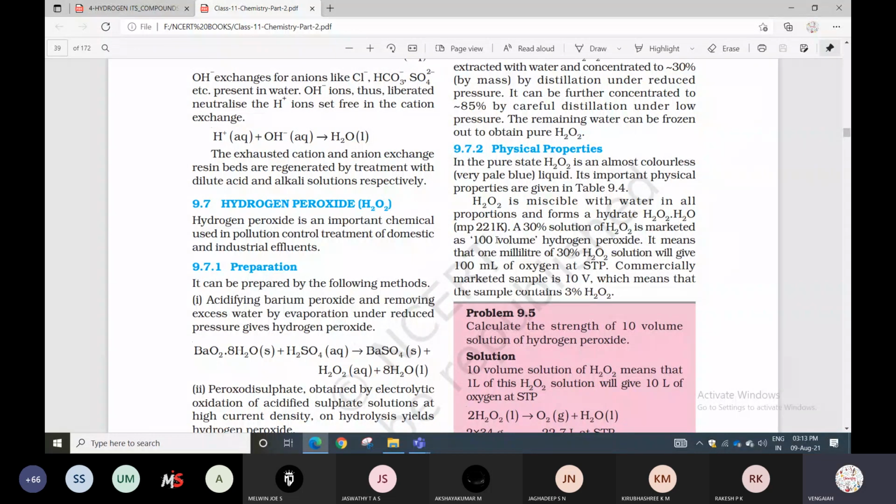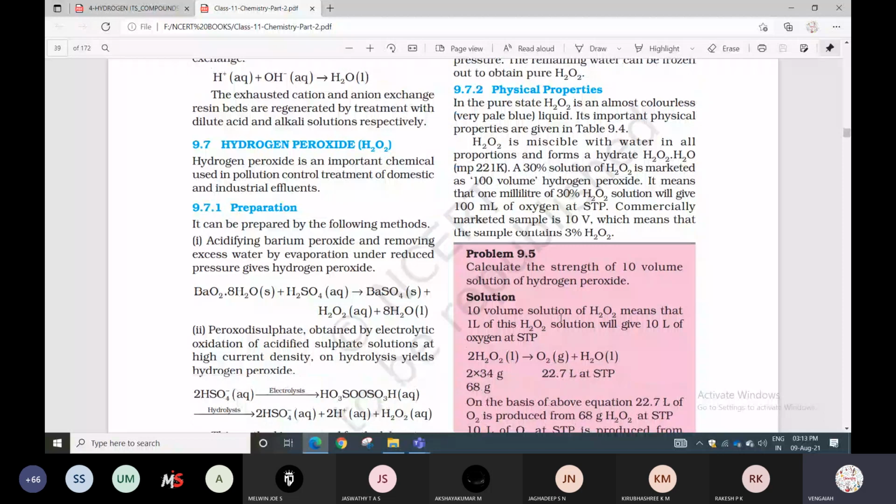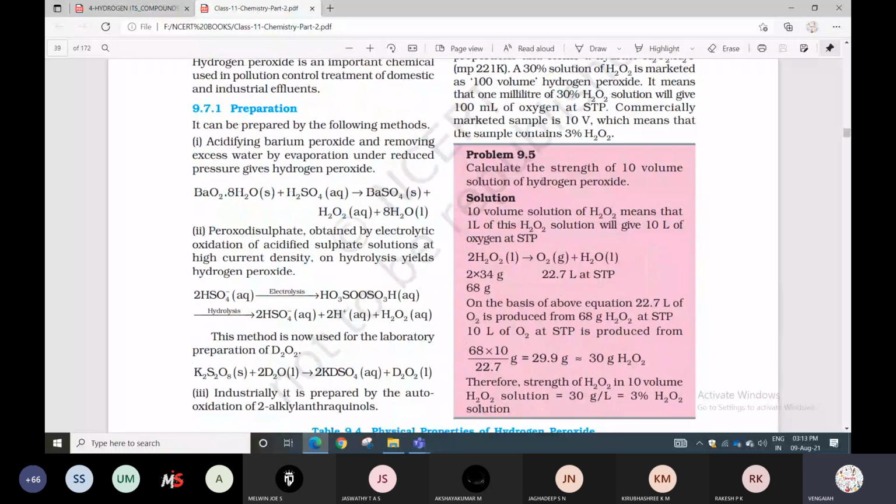A commercially marketed sample is given as 10 volume, which means that the sample contains only 3% H2O2. The remaining amount will be water. One question is given: calculate the strength of 10 volume solution of hydrogen peroxide. What is the meaning? A 10 volume solution of H2O2 means that 1 liter of H2O2 solution will give 10 liters of oxygen at STP. Have you all understood? So 1 liter of this H2O2 solution will give 10 liters of oxygen.